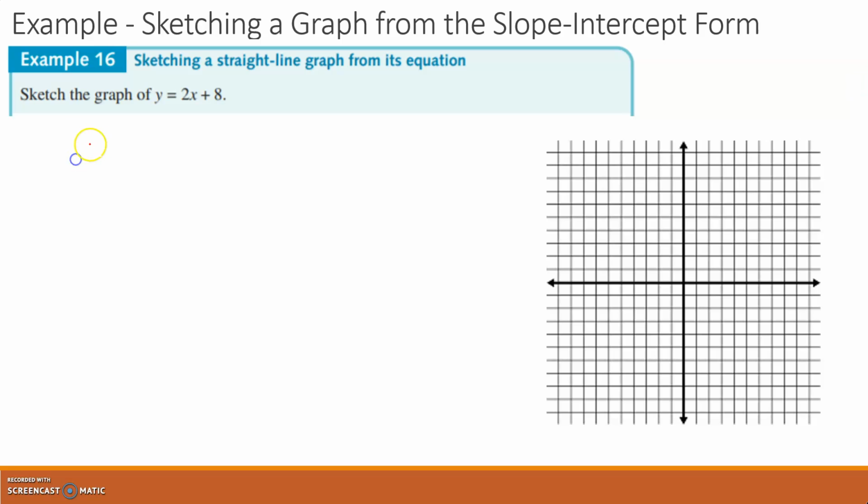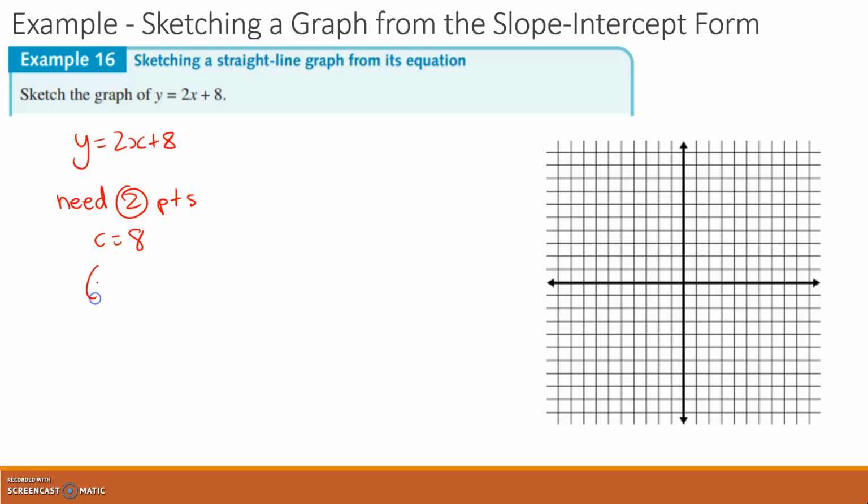Alrighty, so in this example, we are sketching a graph of y equals 2x plus 8. Now, like we said before, we need 2 points in order to do this. And the first point is given to us for free with the y-intercept. And that's always the case for lines where we have the equation already. So c is equal to 8. What that means is the y-intercept is 8.